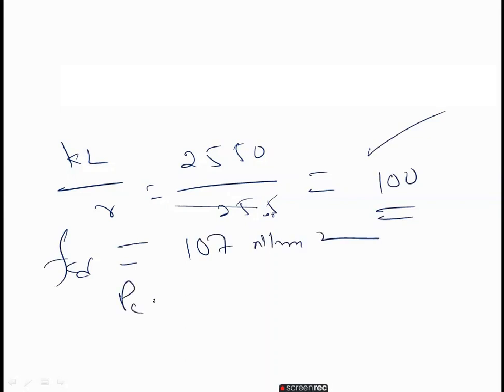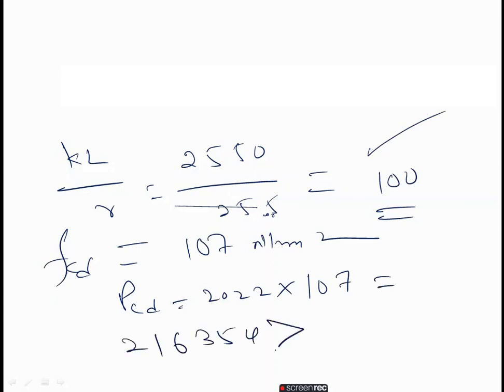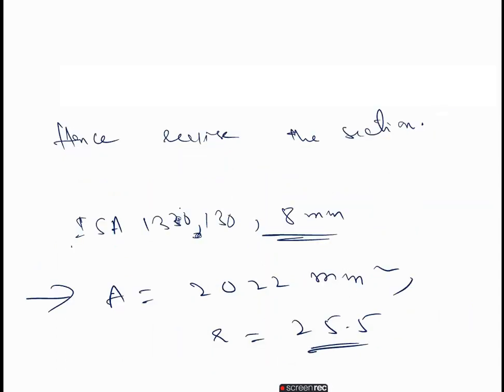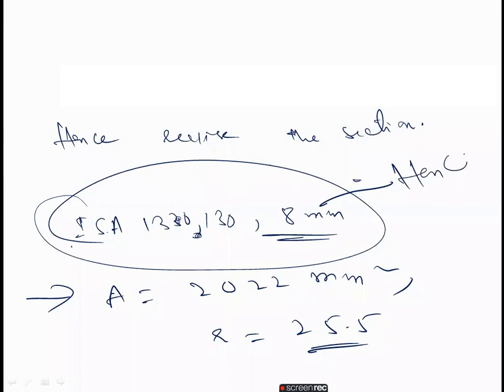Then the PD value is 2022, the area, into FCD, 107. You will get an answer around 216354, which is greater than our factored load. Hence it is safe. We have to provide this ISA 130 mm. This is the procedure to design a member.